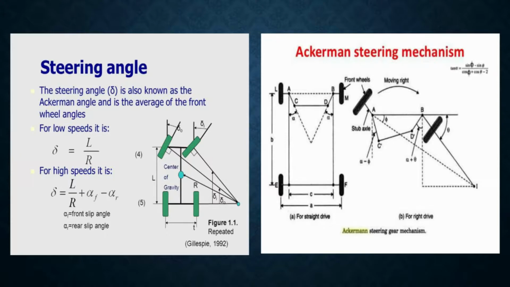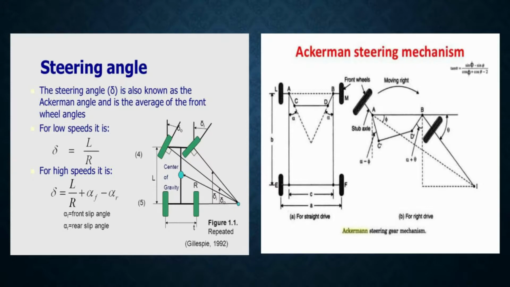The name Ackermann comes from a guy named Rudolf Ackermann who actually patented this idea. Back before the Ackermann steering was around, some of the tires may slip because they have come to a different point. The reason Ackermann steering exists is so your tires do not slip when you go around a corner.